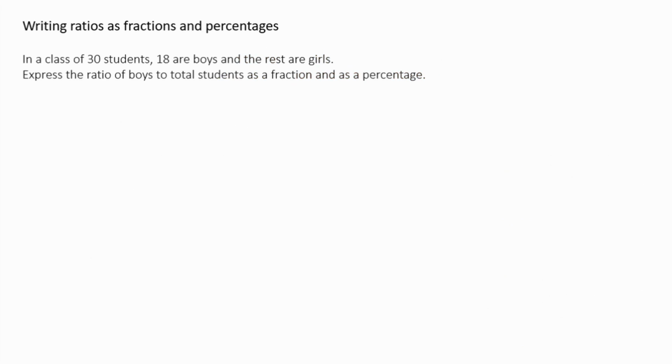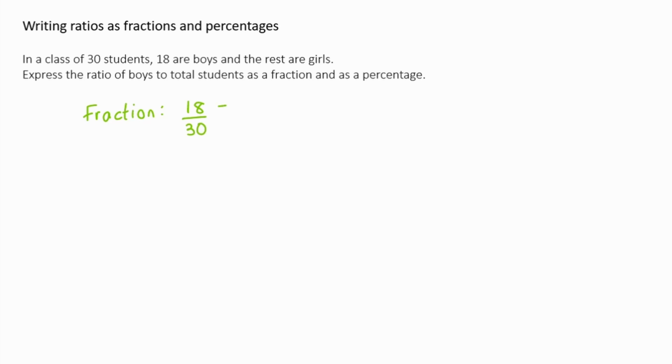So this question says, in a class of 30 students, 18 are boys and the rest are girls. Express the ratio of boys to total students as a fraction and as a percentage. So in order to do it as a fraction, we are first going to write the number of boys in the class, which is 18, over the total number of students, which is 30.